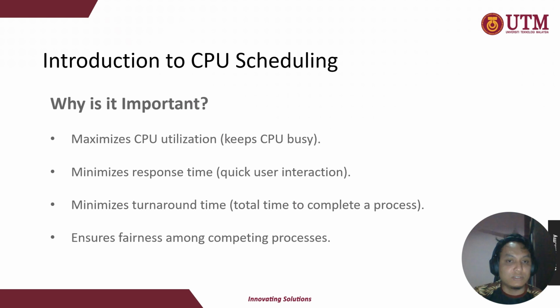Why is CPU scheduling important? It is because it will maximize CPU utilization, which means keeping the CPU busy. It minimizes response times, which ensures quicker user interactions. It also minimizes turnaround times, which is the total time to complete a single process, and ensures fairness among competing processes.